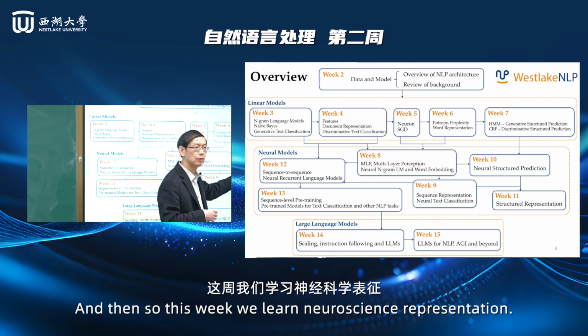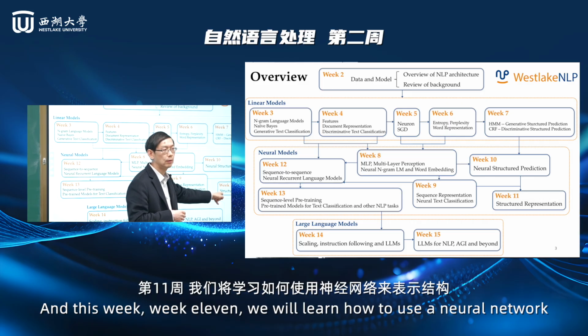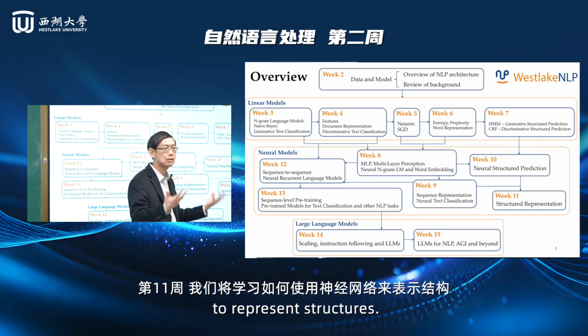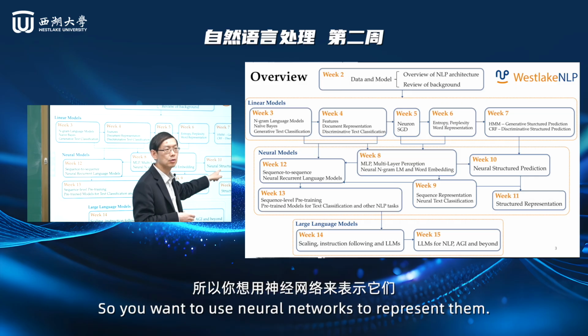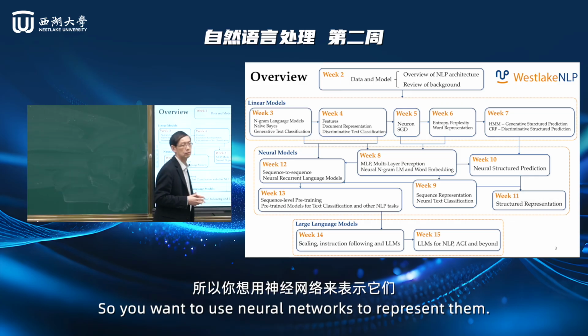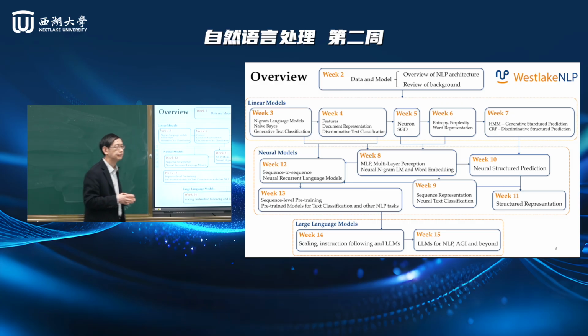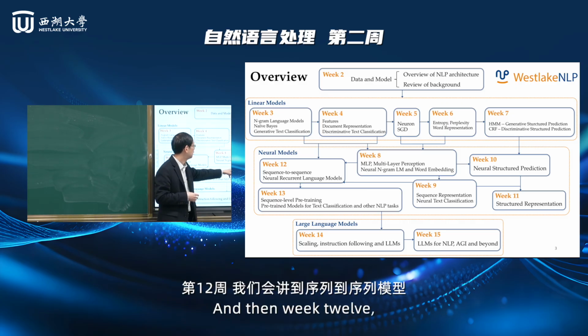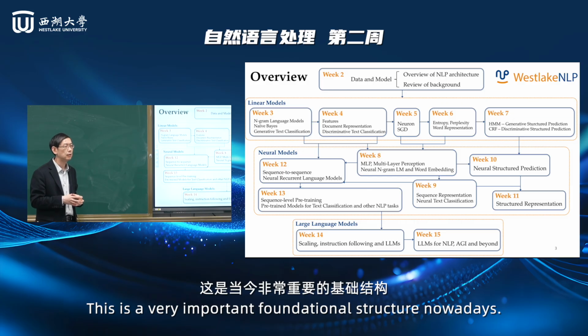So in week 10 we learned neural sequence representation, and in week 11, we will learn how to use a neural network to represent structures. Now that you can predict a tree, a graph, etc., you want to use neural networks to represent them and find their representation. So graph neural networks, tree LSTM, this kind of stuff. And then in week 12, we will move on to something called sequence-to-sequence models. This is a very important foundational structure nowadays.